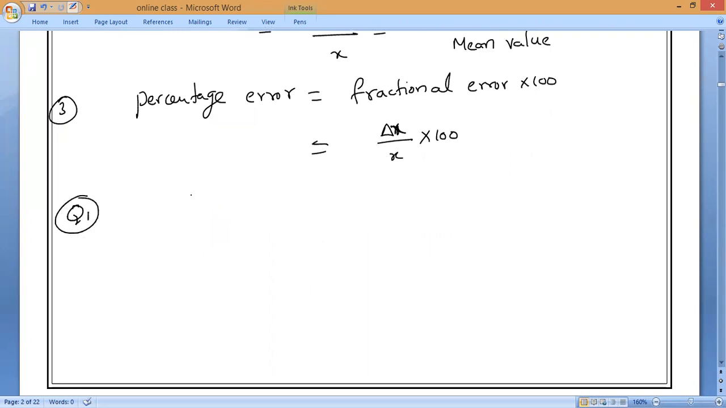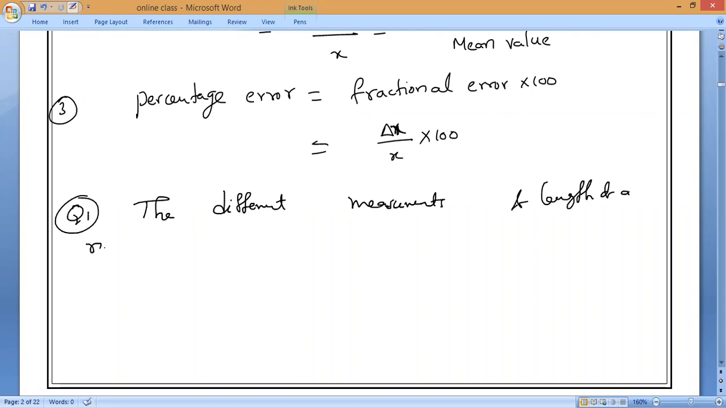The different measurements of length of a rod are: 4.2, 4.5, 4.4, 4.3, 4.6 in centimeter. Be very careful, this kind of thing people will never spend 1 minute on, but the NEET exam will definitely ask 3 or 4 mark questions. I'll show you how they will ask. Are you all clear? Those are the measured values.